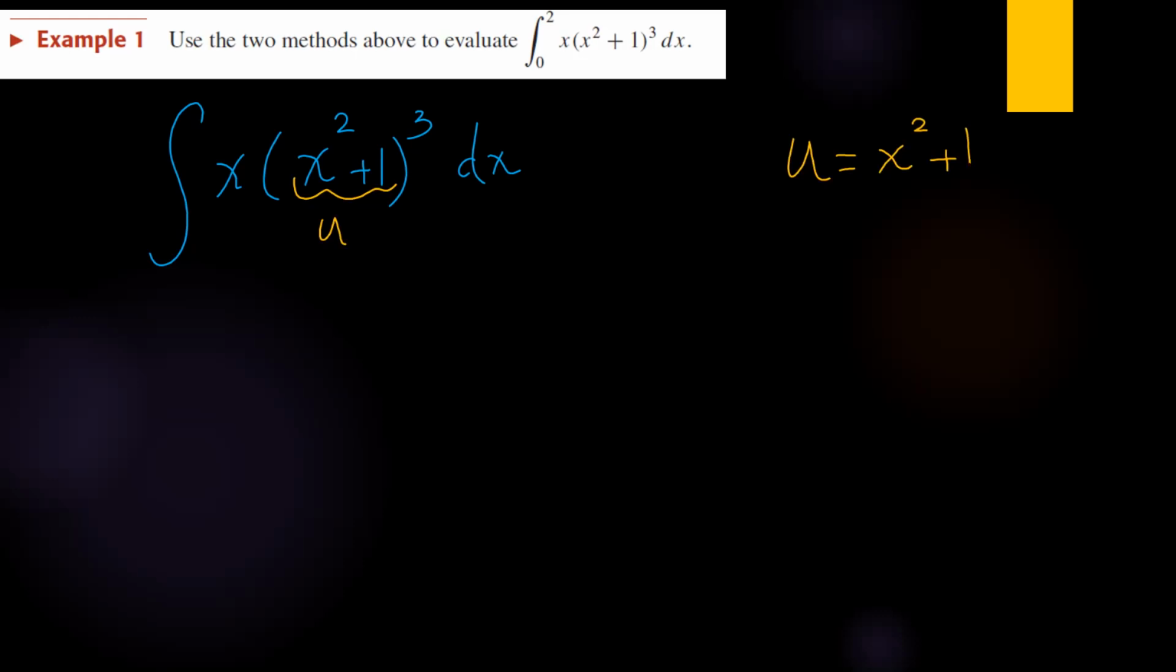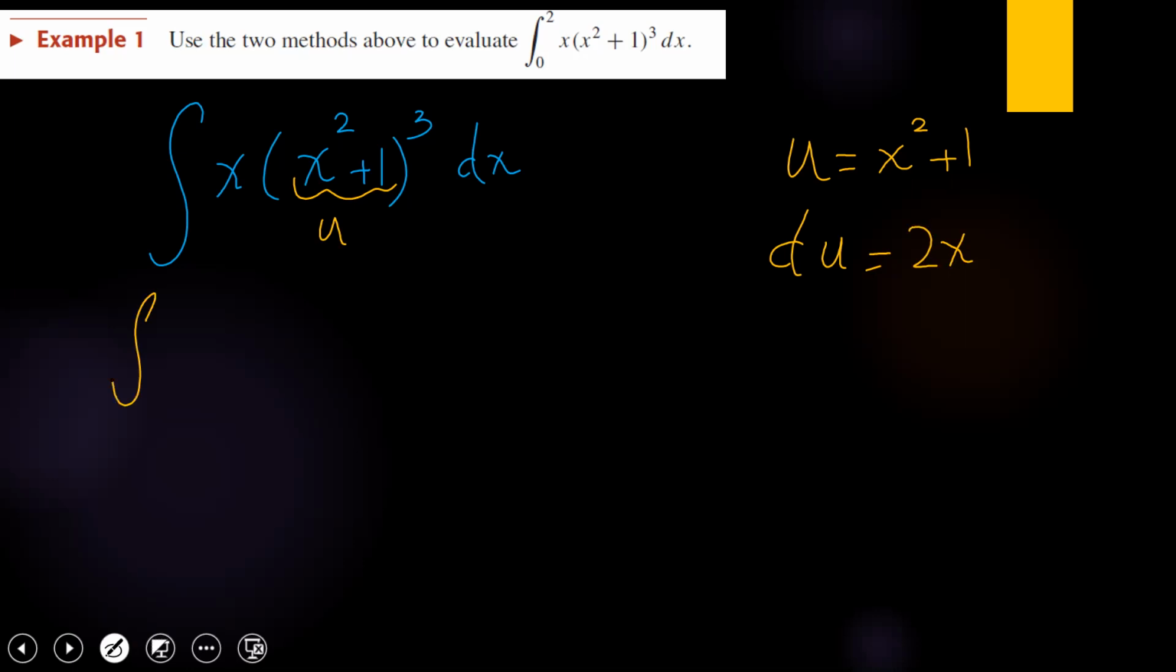If u is x squared plus 1, what's the meaning of du? That means the derivative of u. Here we have to remember how to integrate and how to differentiate. You have to distinguish between them. Now let's find the derivative of u, which is 2x plus 0, so du equals 2x dx.